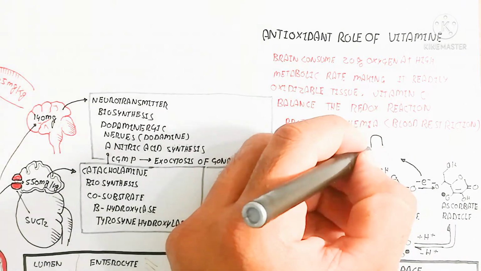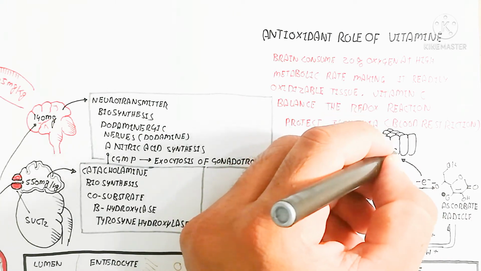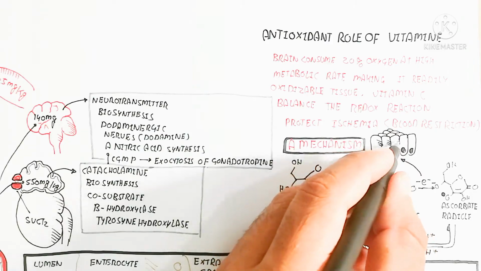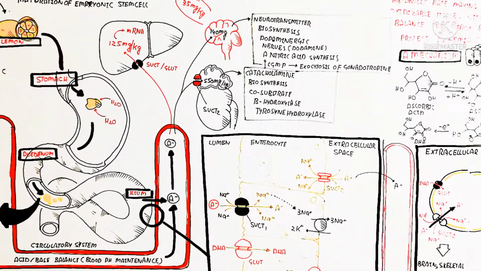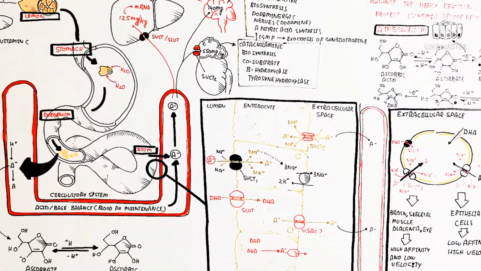So in this way, the absorption of dehydroascorbic acid as well as ascorbate is very important, and that is the physiological aspect. You can see that it is an antioxidant and it removes the free radicals from the tissue, the damaged tissue.